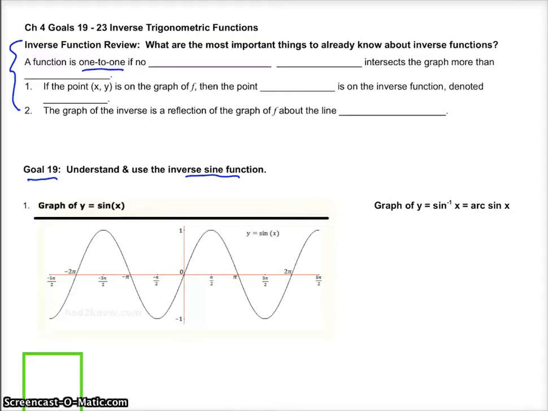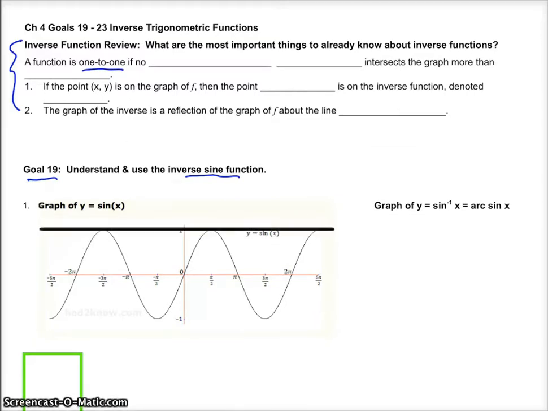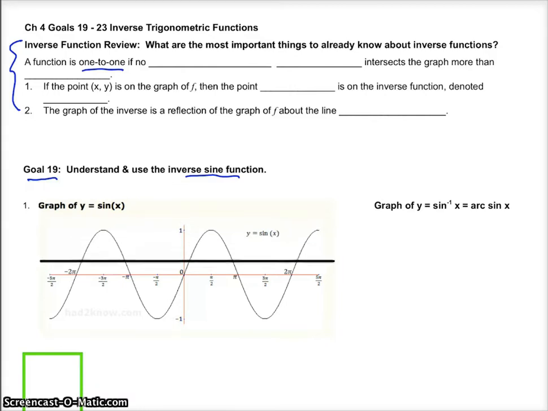Recall the horizontal line test. If I lay this horizontal line across the y equals sine of x graph, you can see that I cross that horizontal line in multiple places. So in and of itself, the sine function is not a one-to-one function. It's only a one-to-one function if no horizontal line intersects the graph more than once, and this one clearly does. We'll talk in a moment about how we handle when it does not pass the horizontal line test.